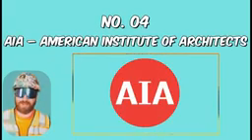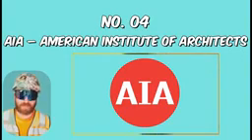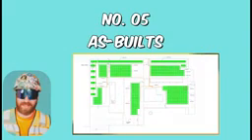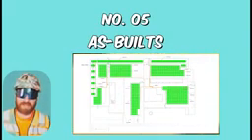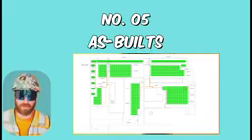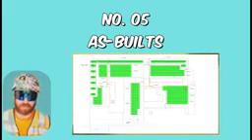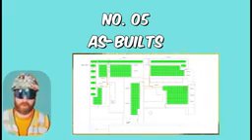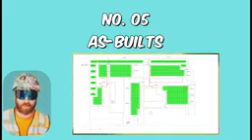AIA, American Institute of Architects. They're mostly known for producing the AIA contract templates, which help standardize construction contracts within the industry. As-builts. As-builts are documents produced at the end of construction to capture locations and dimensions of installations or alterations to the construction documents. For example, your site electrical drawings don't show where every single cable or conduit needs to be run from point A to point B. So the purpose of these as-builts is to reflect exactly how the contractor installed those conduits and where they were installed.